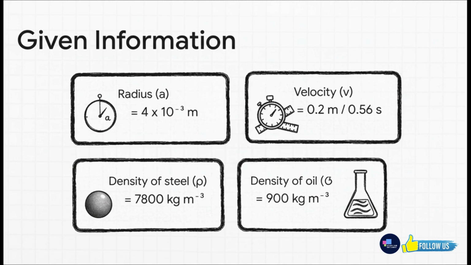The diameter is 8 millimeters, so the radius, a, is 4 millimeters, or 4 times 10 to the minus 3 meters. The velocity, v, is just distance over time. And we're given the densities of both the steel and the oil. Perfect. We have all our data ready.